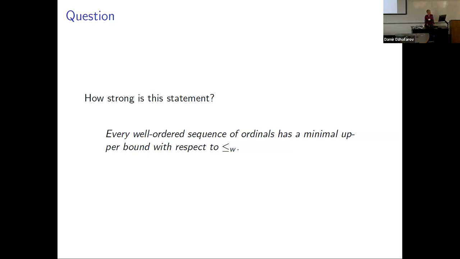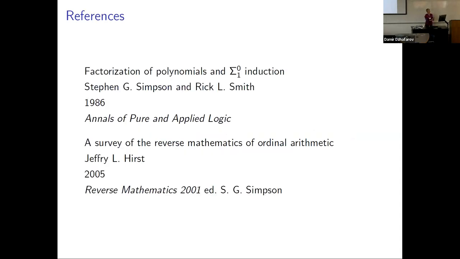So that is what I have to say. These are the two papers I cited: the Simpson and Smith one, which you should read if you want to know about RCA naught star, and the Hirst survey if you want to know about ordinal arithmetic and reverse mathematics.